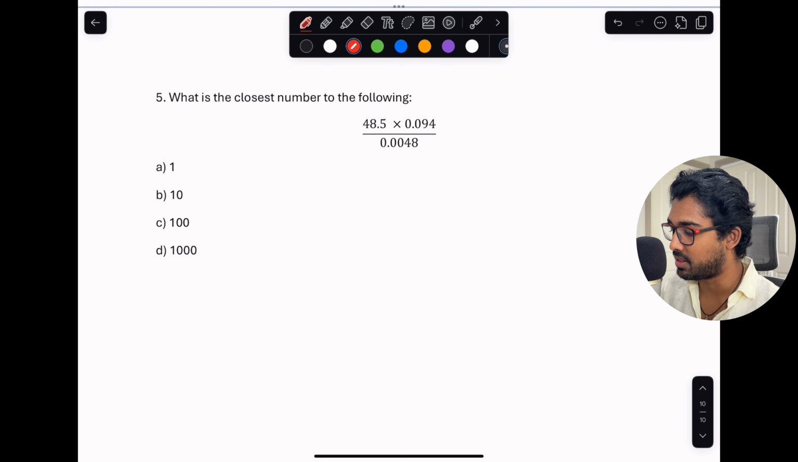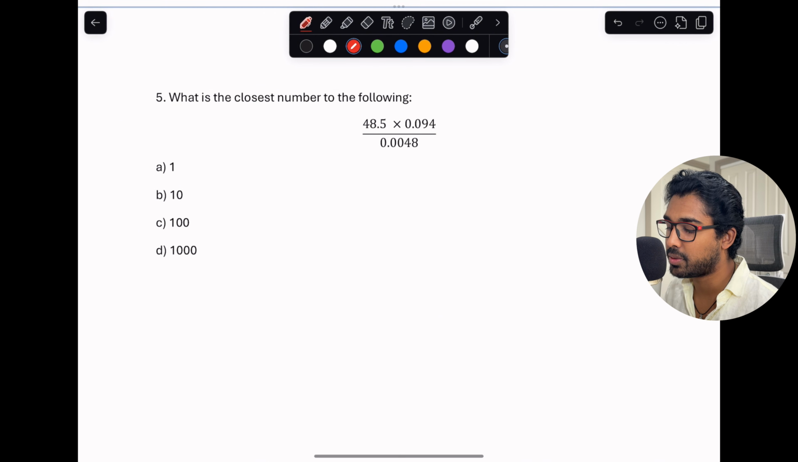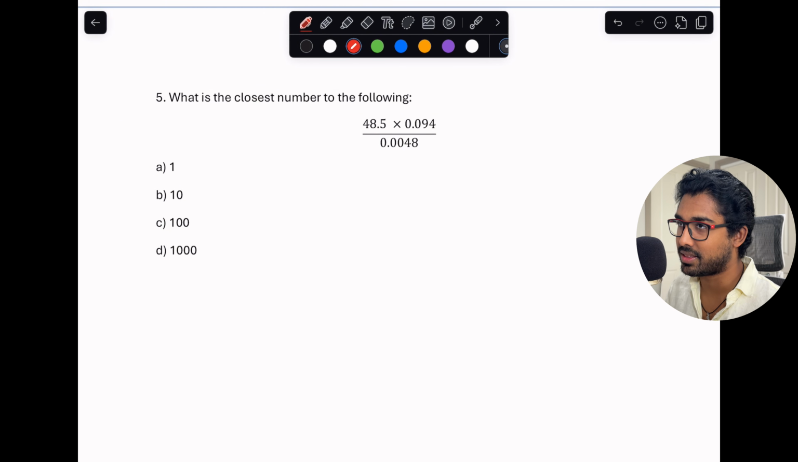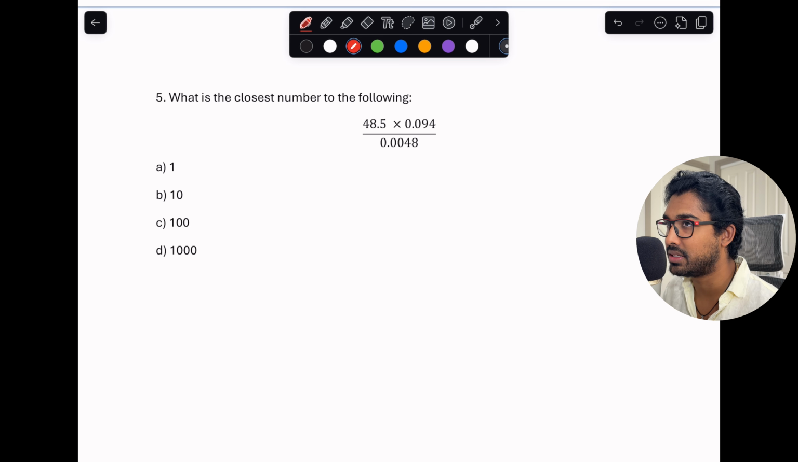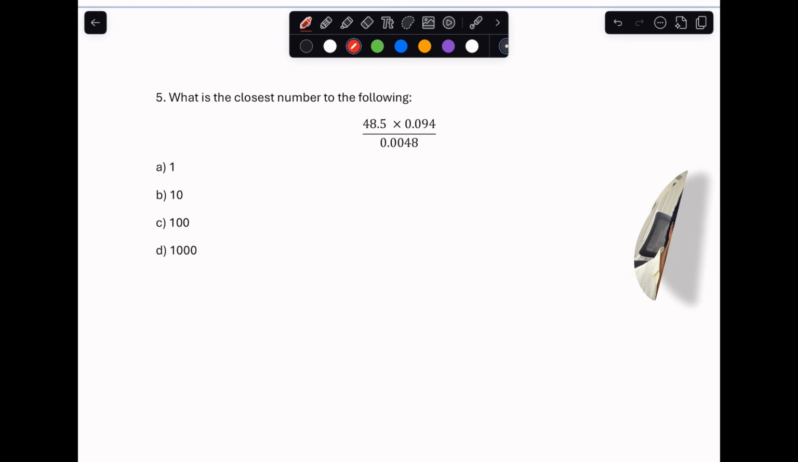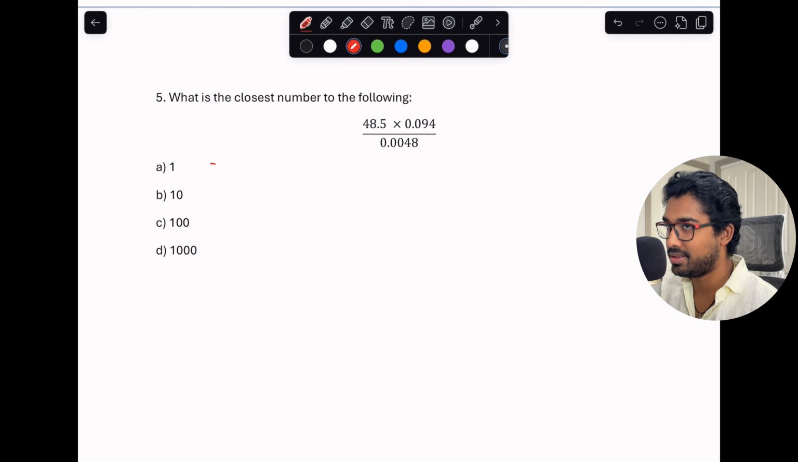Moving on to the last one that we'll do today. It's going to be question 5. So have a look at it. Keep everything that we've done in mind, and we'll go through it together. Okay, how do we go?